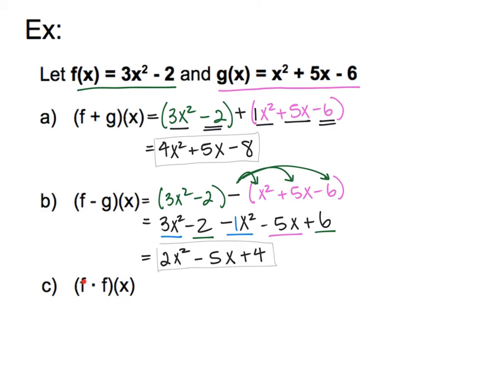The next one here says f times f, right? That dot represents multiplication. So in this case, there are no g's that I need to use. I'm using f twice. So I'm going to write f down here. So f is 3x squared minus 2. And then I'm going to write the multiplication sign. I don't have to in this case because there's parentheses. But then I have to rewrite f again. So this is f times f.